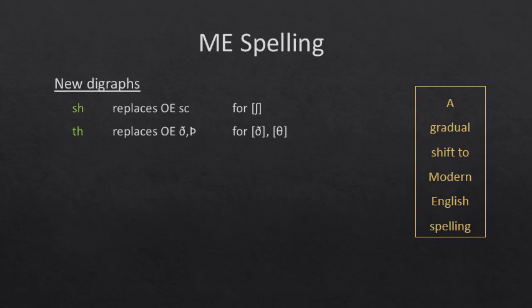And of course, all this is not happening on Christmas Day of 1066. This is happening for several centuries. You'll see thorns and eths and ths. And it happens over many centuries at different paces in different places. A transitional period.